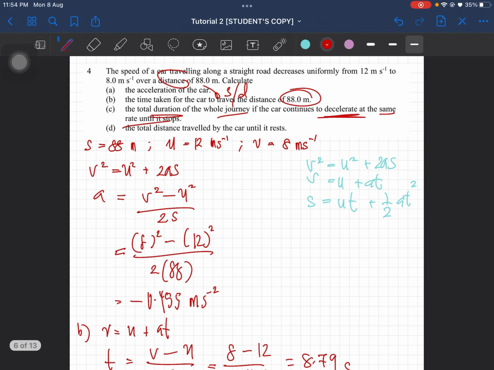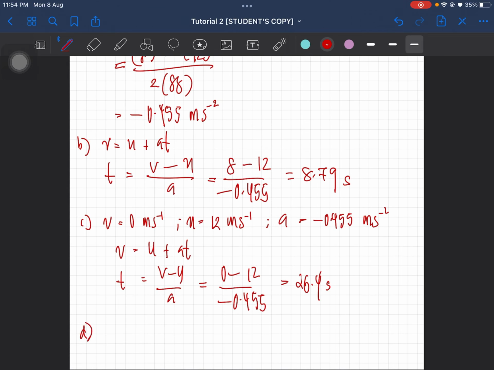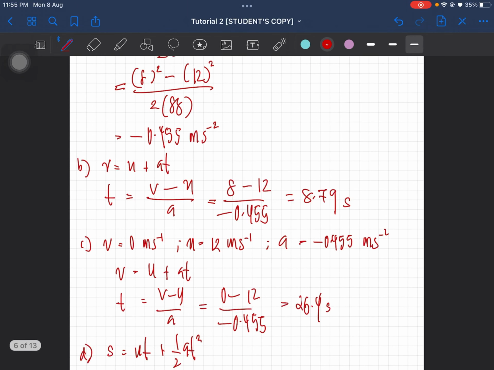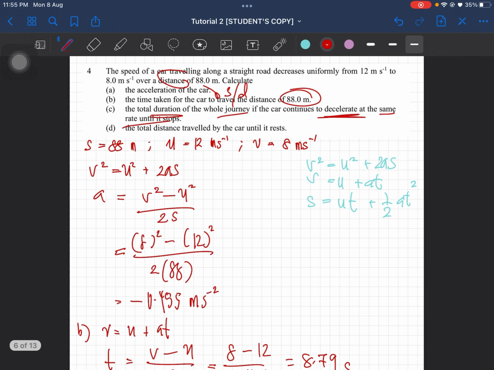Question D, the total distance traveled by the car until it rests. Until it rests, so we are looking for s. If we are looking for s, we can directly use s equals ut plus half at square. Why are we using this? Because we have all the information, we just have to substitute. So u is equal to 12 meter per second, time is the one that we calculated earlier, plus half, acceleration is negative 0.455, t is 26.4 square.